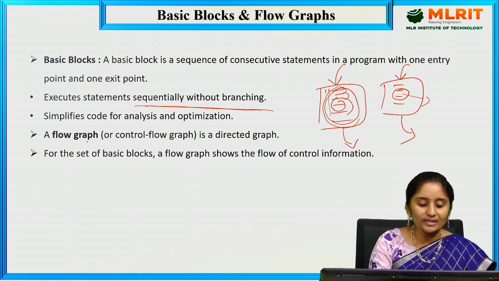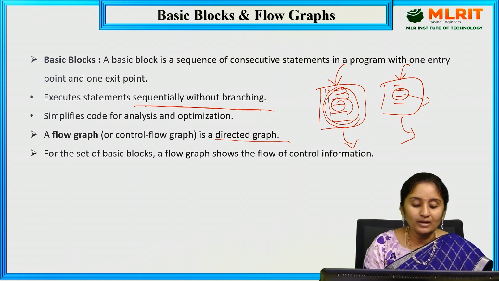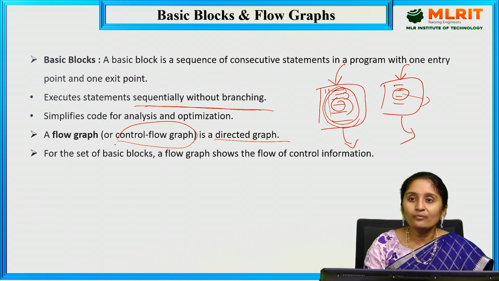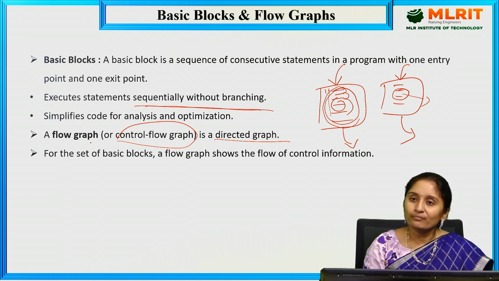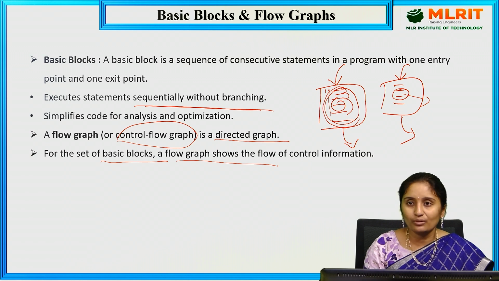The next one is the flow graph. A flow graph is a directed graph, which we can also call a control flow: the flow from one block to another block. It shows where it is moving and how these blocks are going to be executed. For a set of basic blocks, the flow graph shows the flow of control information.